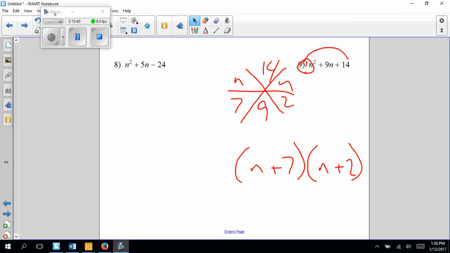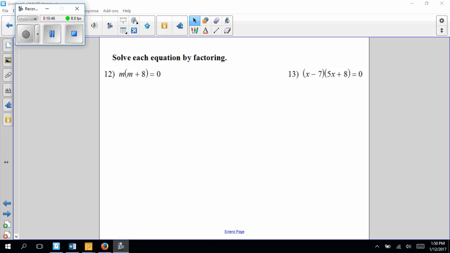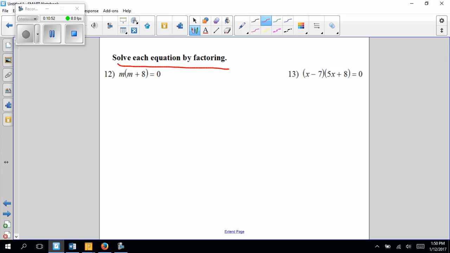Keep motoring along. All right, we're finally to some solving. This is where people are going to look at this and be kind of confused about what's going on, because the directions say solve each equation by factoring. If I look at this, there's nothing I can factor. But if you really sit back and think about it, that's already factored for you. So the work has already been done.